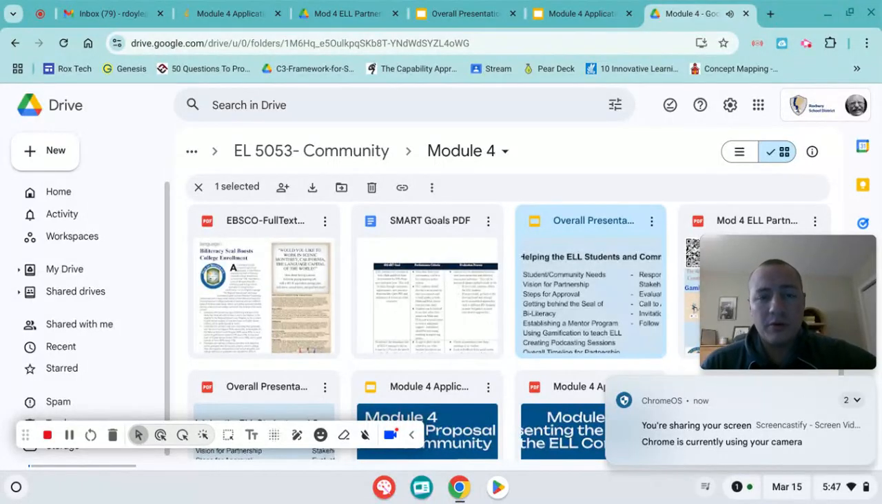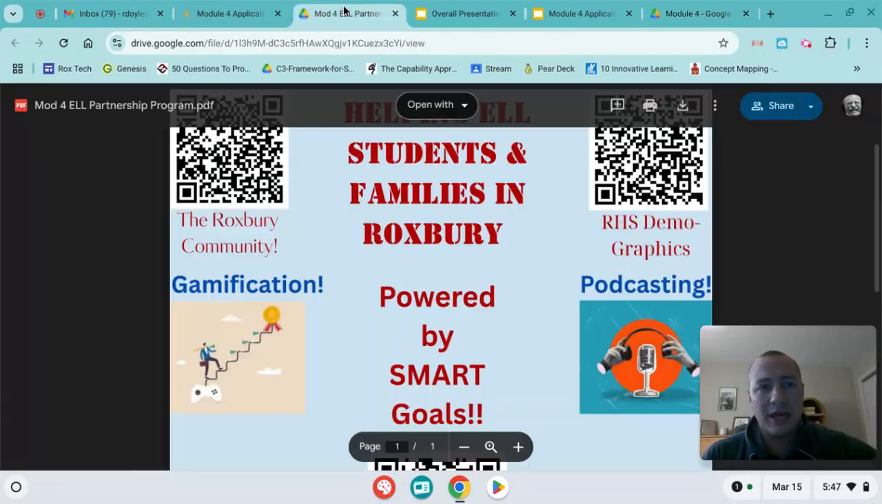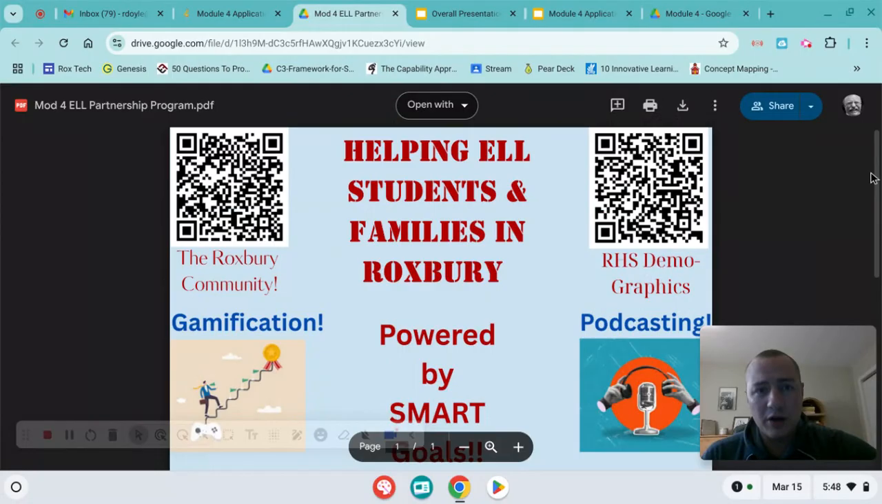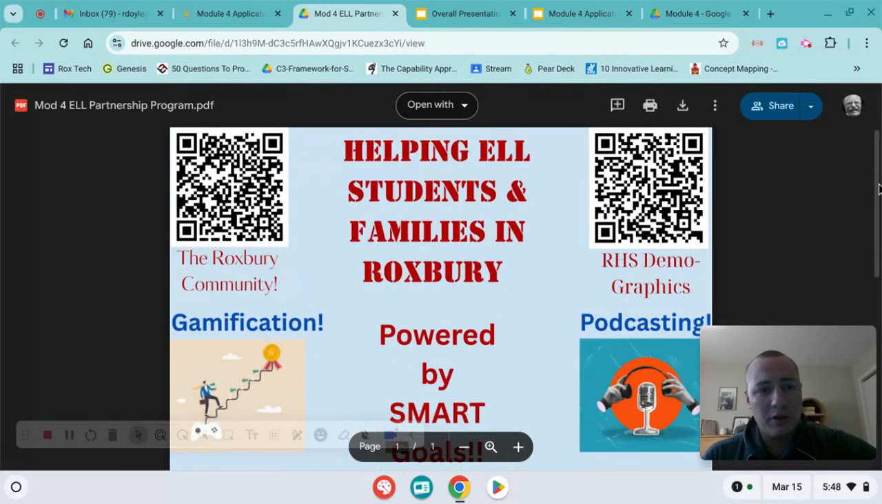Good afternoon, everyone. Today we're here to talk about our presentation for our proposed plan to engage the community and the town in helping ELL students and families in Roxbury. So we have a virtual newsletter here, and this is all to be pushed out to our community. We are looking for a couple of things, and we're just going to go over the gist of it.